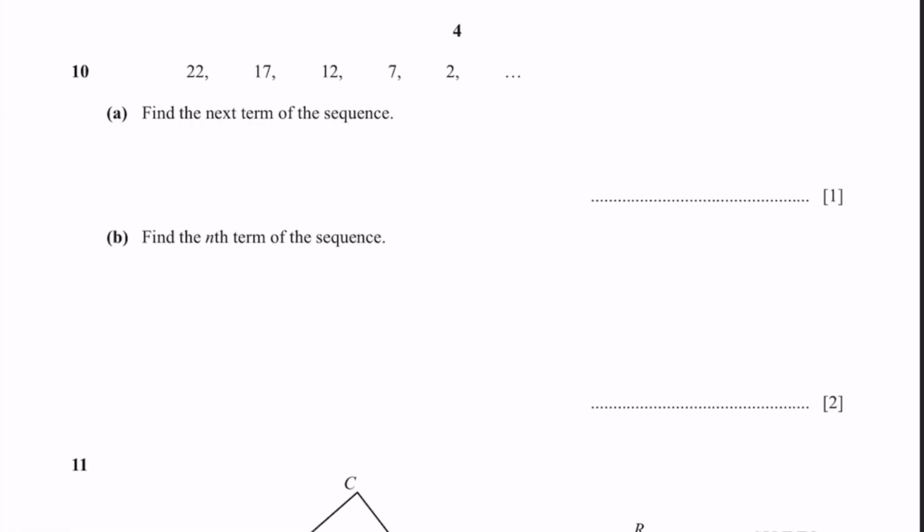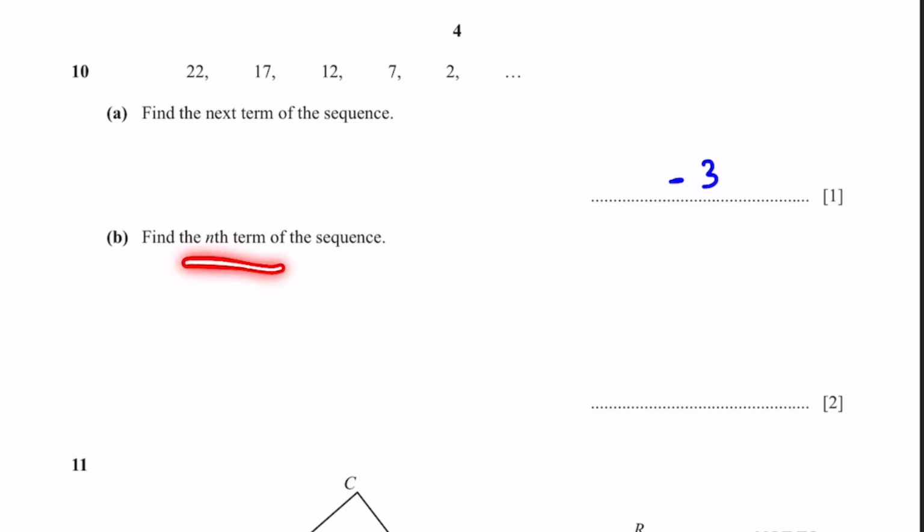Question 10. 22, 17, 12, 7, 2, and then it continues. And what is this? It's a sequence. A. Find the next term of the sequence. So first thing we need to notice is the pattern in the sequence. Every term, we are subtracting 5. So 2 minus 5 is the next term, which is equal to -3. That's the answer.